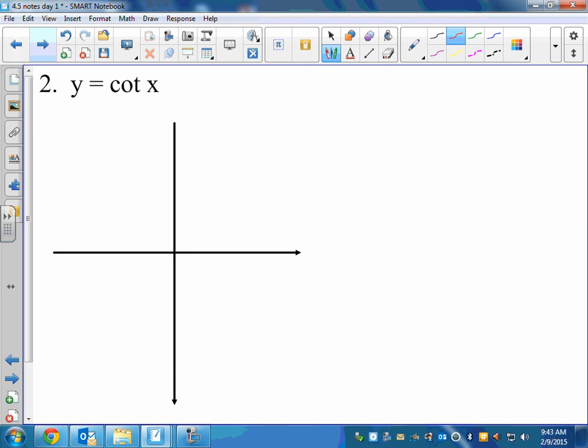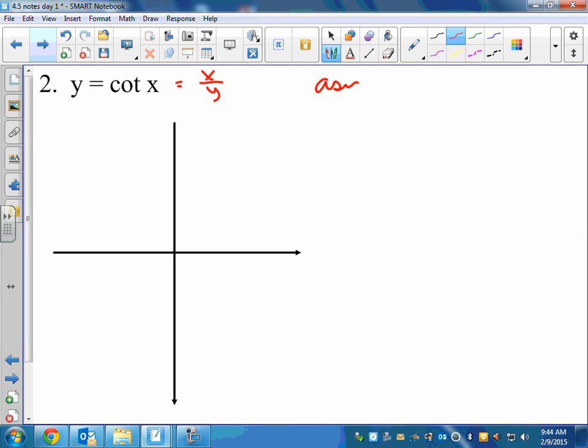Cotangent, is it going to have asymptotes in the same place that tangent has asymptotes? No, because cotangent is switched. Cotangent is x over y, so it's going to have asymptotes everywhere that y equals 0. And where does y equal 0? On the x-axis, right? Like 0, pi, 2 pi, 3 pi.